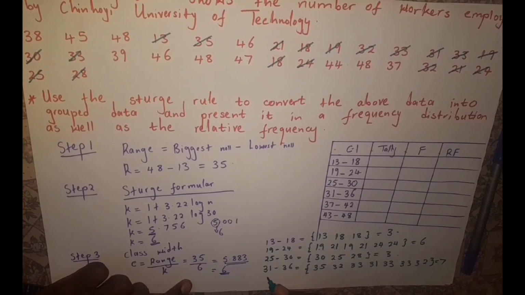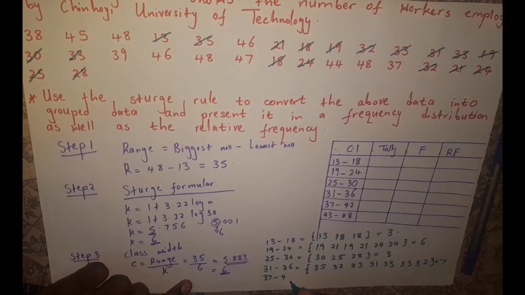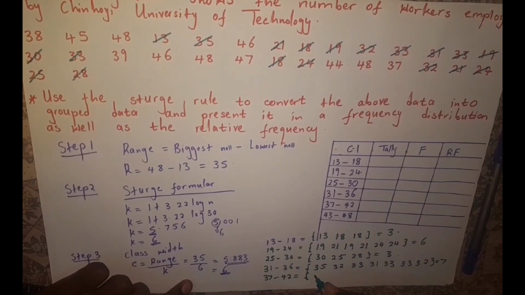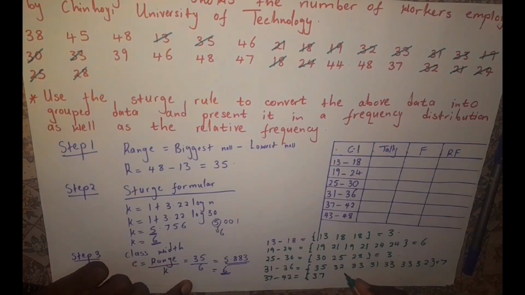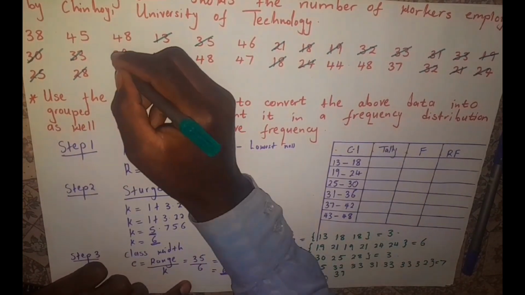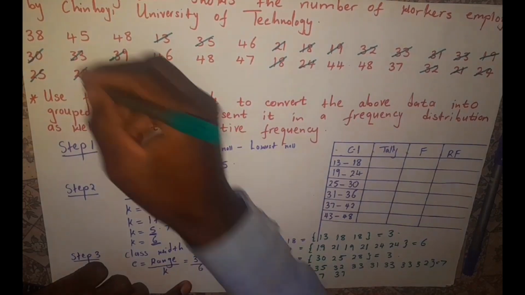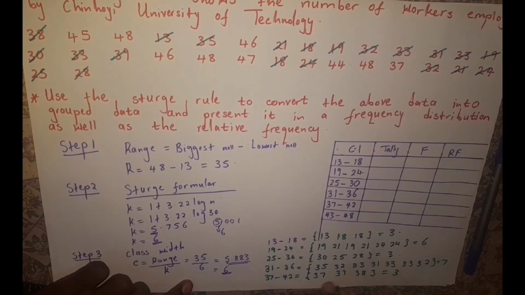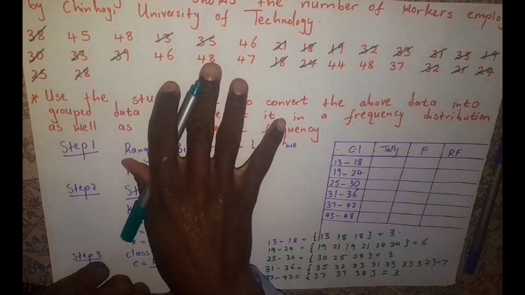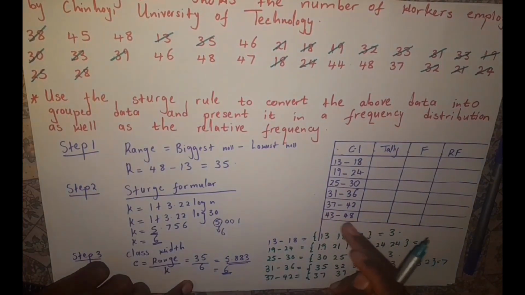And then between 37 and 42, we're having 37. And then we're having 39. And 38. Then our answer is equal to 3. So we just repeat the process. So now we also have to count the ones which are left, for 43 to 48.